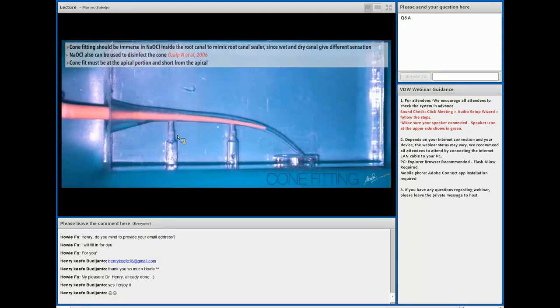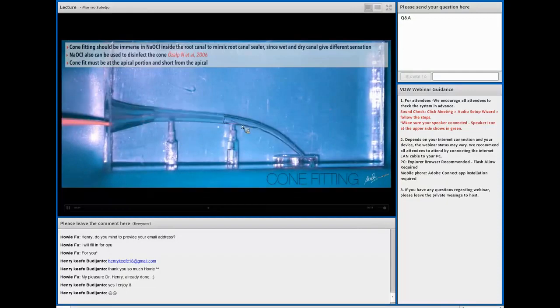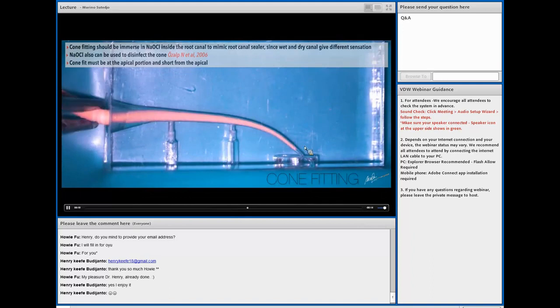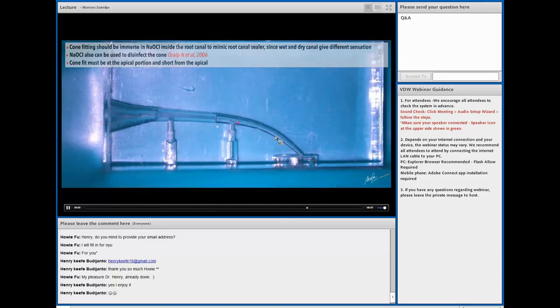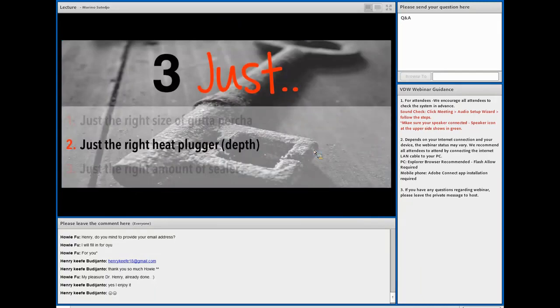Usually, I always find a cone fit about 0.5 to 1 millimeter short from the working length. As you can see here, I'm putting it a little bit short because once we apply pressure, there is a hydraulic pressure that can happen inside the canal that can push the cone further 0.5 to 1 millimeter up into our working length. I will give you the video right after this moment.